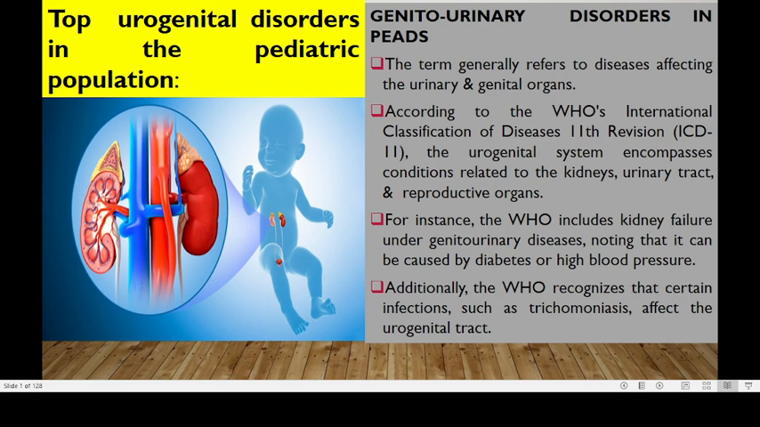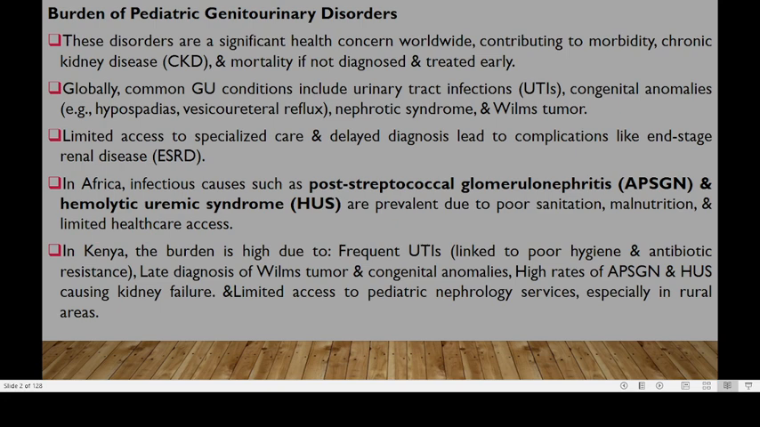For instance, the WHO includes kidney failure under genitourinary diseases, noting that it can be caused by diabetes or hypertension, or increased blood pressure. Additionally, the World Health Organization recognizes that certain infections such as trichomonas could also affect the urogenital tract.